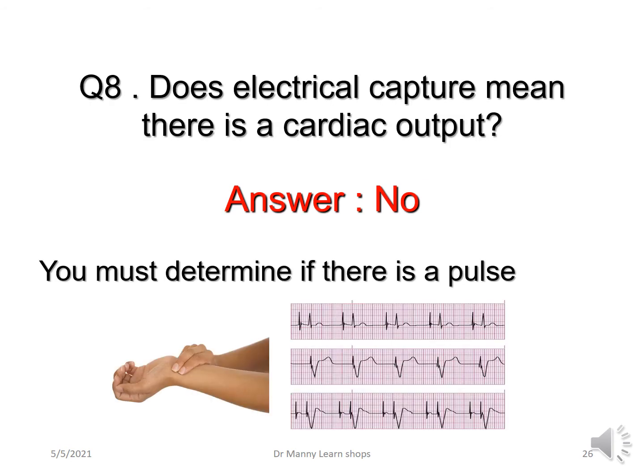Does electrical capture mean there's a cardiac output? The answer is no. Just because you see an ECG doesn't mean there's going to be a cardiac output. So you've got to determine if there's a pulse, because you can have an ECG or a pacemaker rhythm that doesn't provide a cardiac output. This is called pulseless electrical activity, PEA, and this requires CPR.